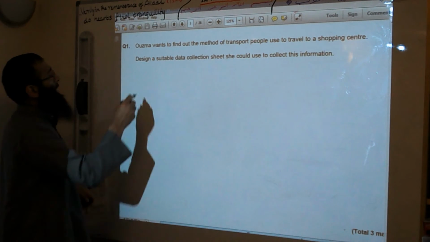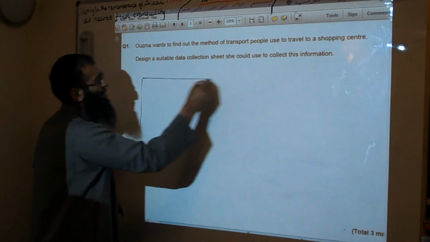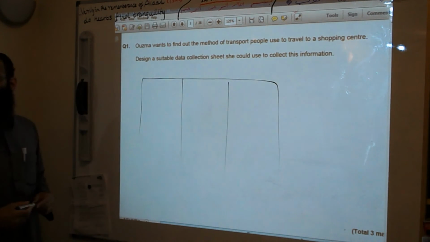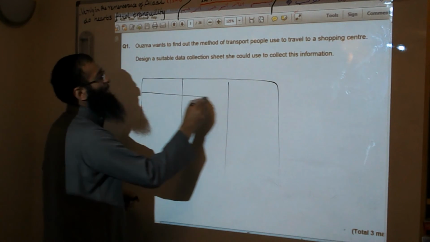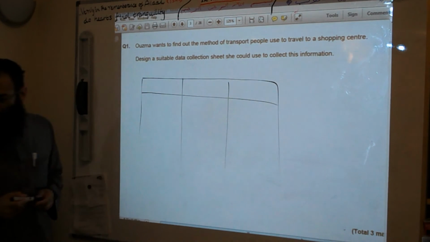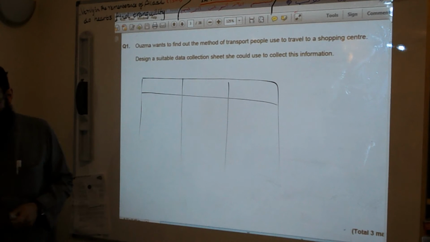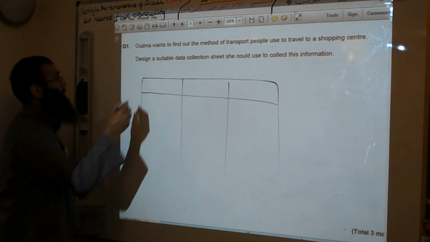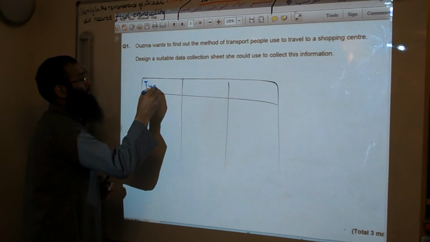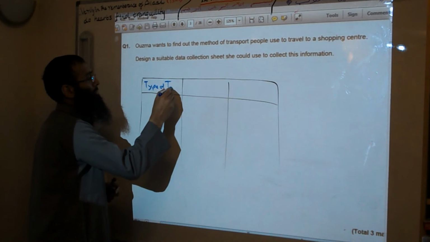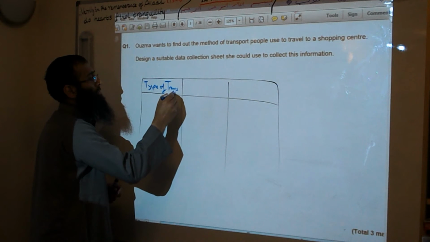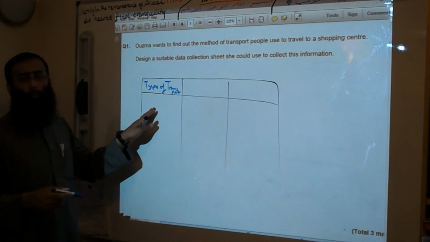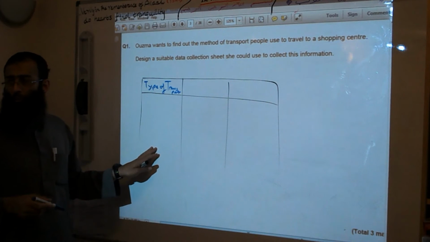Normally when we do one of these, how many columns do we normally have? 3 columns. First one's going to be the data that you're actually collecting. So what's going to be the data that we're collecting here? Any suggestion? Type of transport. Type of transport. Okay.